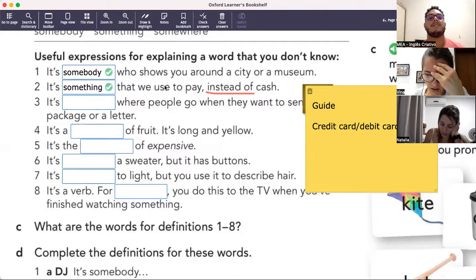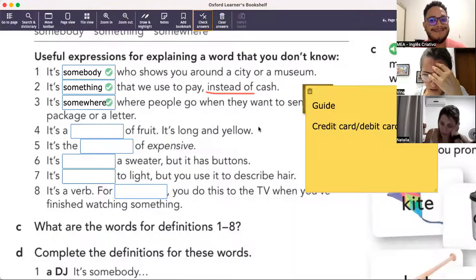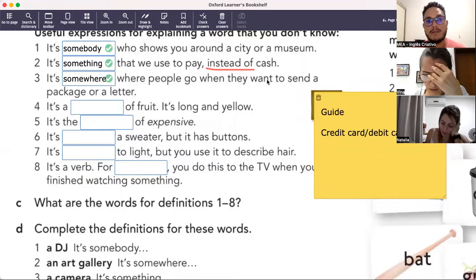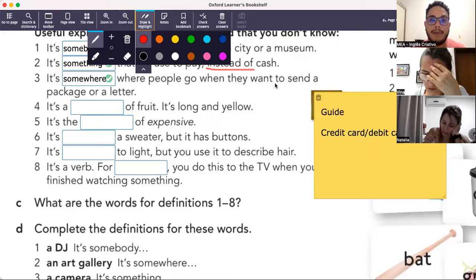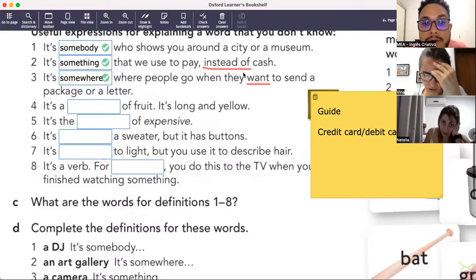It's somewhere where people go when they want to send a package or a letter. Go, Vina, what is this place? And pay attention, okay? Many times you are confused by this. Você às vezes confunde want com went. Went é o past de go. Esse aí é want.